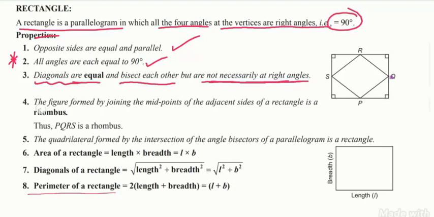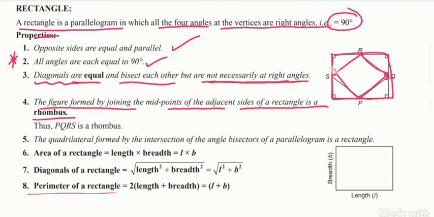So the fourth point: the figure formed by joining the midpoints of the adjacent sides of a rectangle is a rhombus. So let us consider this is a rectangle. The midpoints P, Q, R of the sides, if you join them, the figure formed is a rhombus. Note it, very important. So next one, the quadrilateral formed by the intersection of the angle bisectors of the parallelogram is a rectangle.